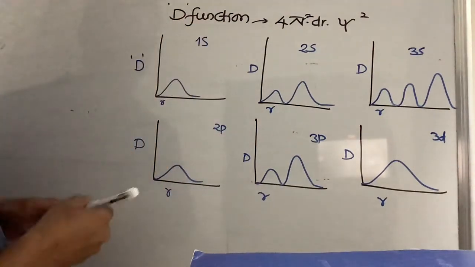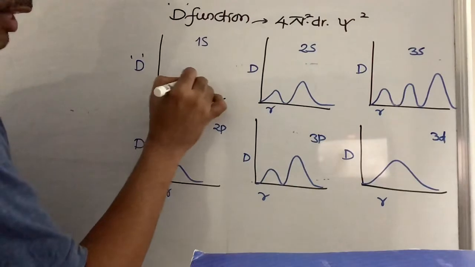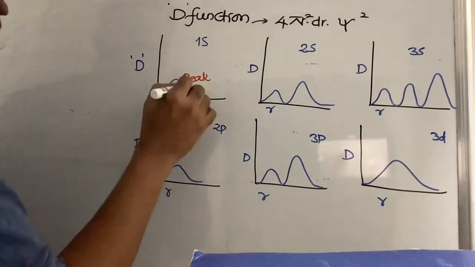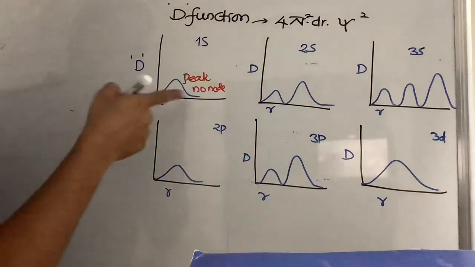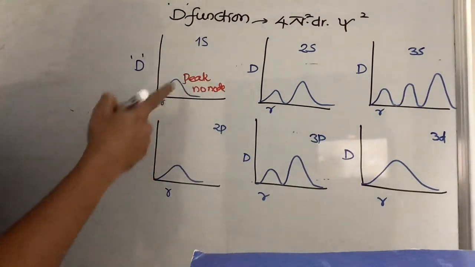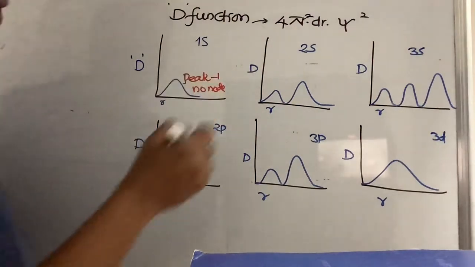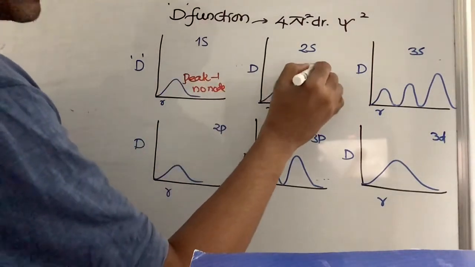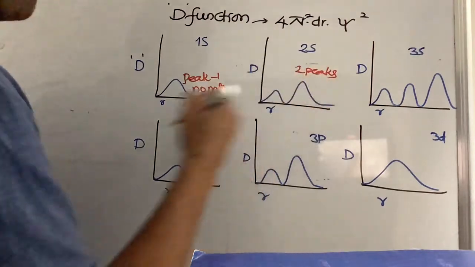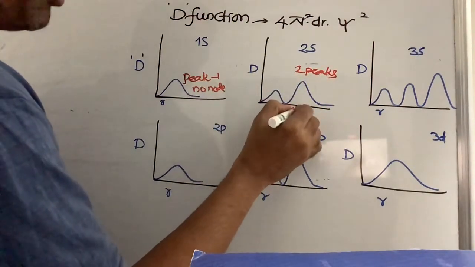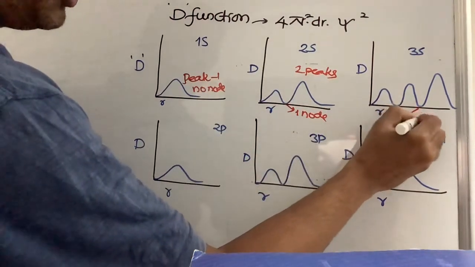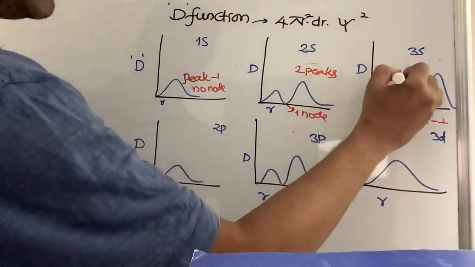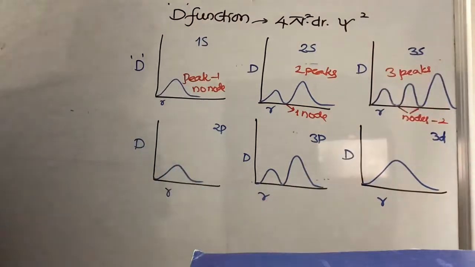For 1s orbital, this is called the peak. There is one peak, there are no nodes. You can see it is not touching this, so there are no nodes. This is called a radial node. There is no radial node, there is one peak. For 2s, these are the two peaks, and this is the node. So one node is there, and here you can see these two are nodes. Two nodes are there, and there are three peaks. For 3s orbital, there are three peaks and two nodes.